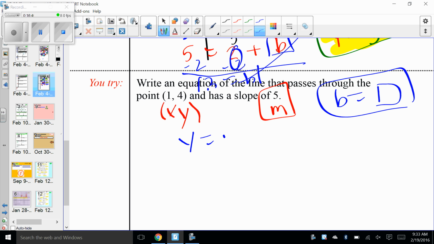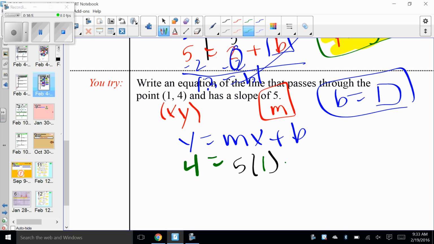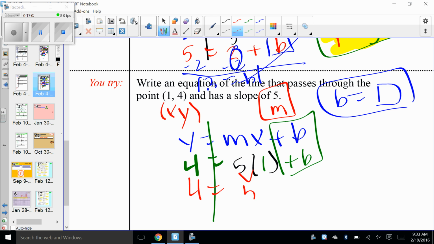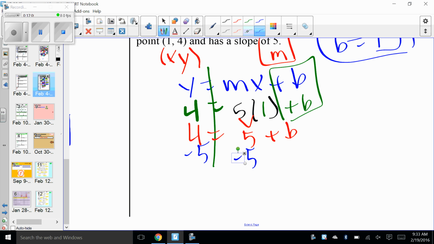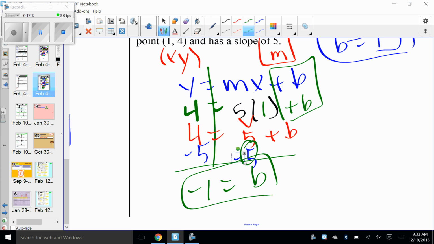So we have y equals mx plus b. My y value is 4. My slope is 5. And my x value is 1. Solving for this b, not sure what the b is. Hand method's going to kick in. We have 4 equals 5 plus b. Subtract 5, copy, paste. So working left to right here, we end up getting -1 equals b. So we have a b of -1.